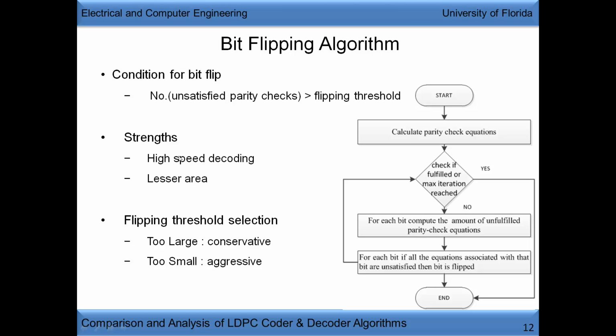The strength of this algorithm is that it has a high speed of decoding. This is primarily because it uses simple operations like XOR to perform the decoding, and it uses data which is stored in a single bit. The flipping threshold must be chosen very wisely, because if the value is too large, then the algorithm works conservatively, taking an enormous amount of time to converge. But if the value is too small, then it works very aggressively and it might flip the correct bits.